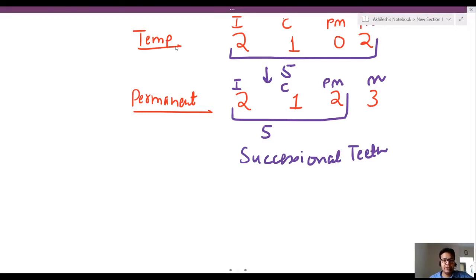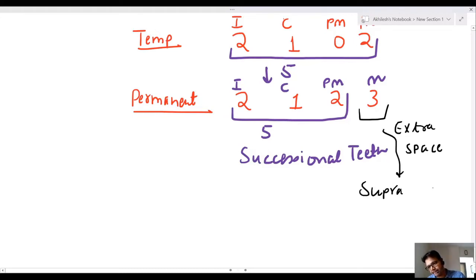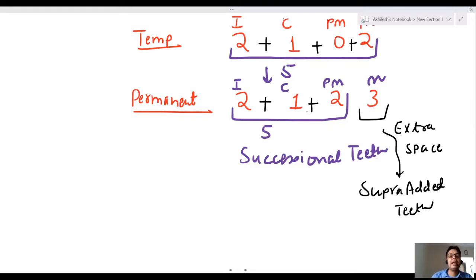But sir, for these 3 teeth, extra space is created. These are known as supra-added teeth. So in place of the temporary first 5 teeth, 2 plus 1 plus 0 plus 2, these are 5. These 5 teeth come in these places. These are successional teeth. But for these 3 extra teeth, extra space is created. These are supra-added teeth.